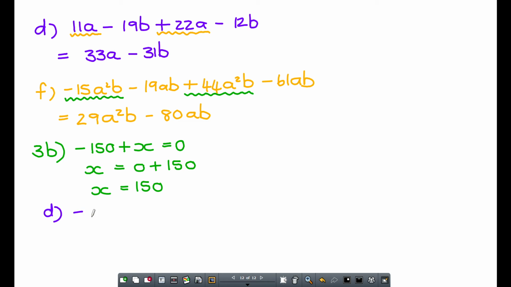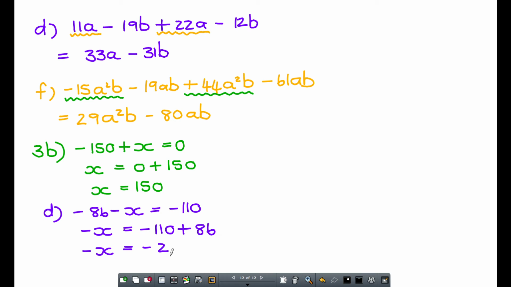Okay, then at D, we had minus 86 minus x equal to, is it minus? Yeah, minus 110. Okay, so did you guys move the x as well, or did you keep it minus x for now? What I'm going to do is take that one to the other side. So then I'll have minus x is equal to minus 110, and then when that one goes over, it becomes plus 86. So minus x is equal to minus 24, yes.